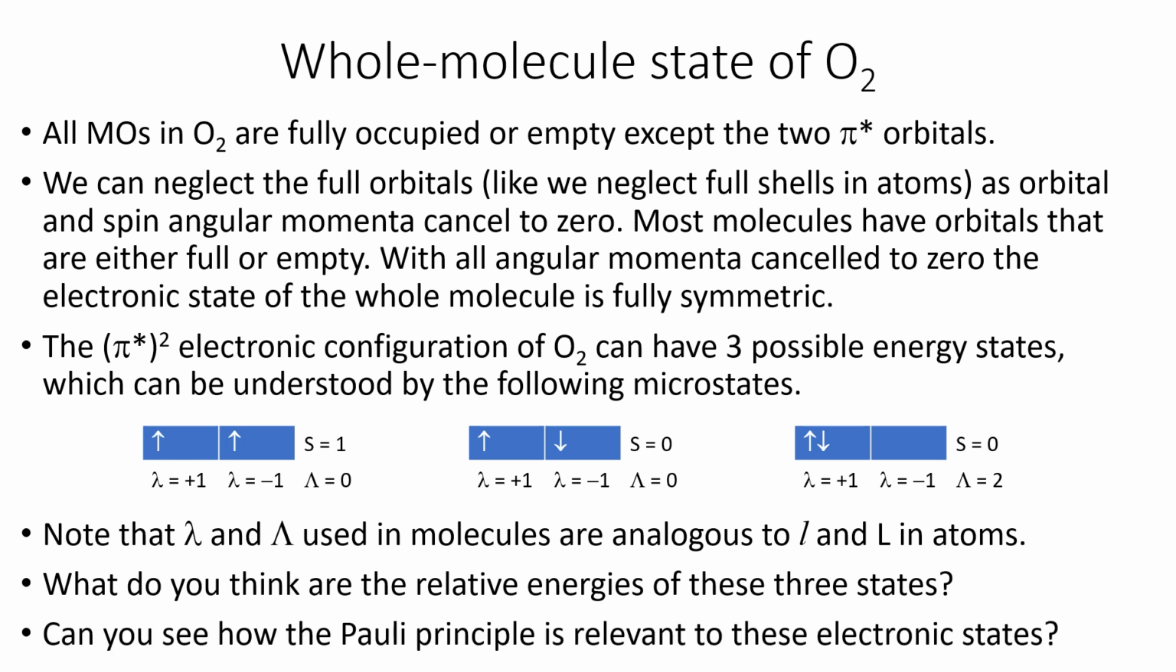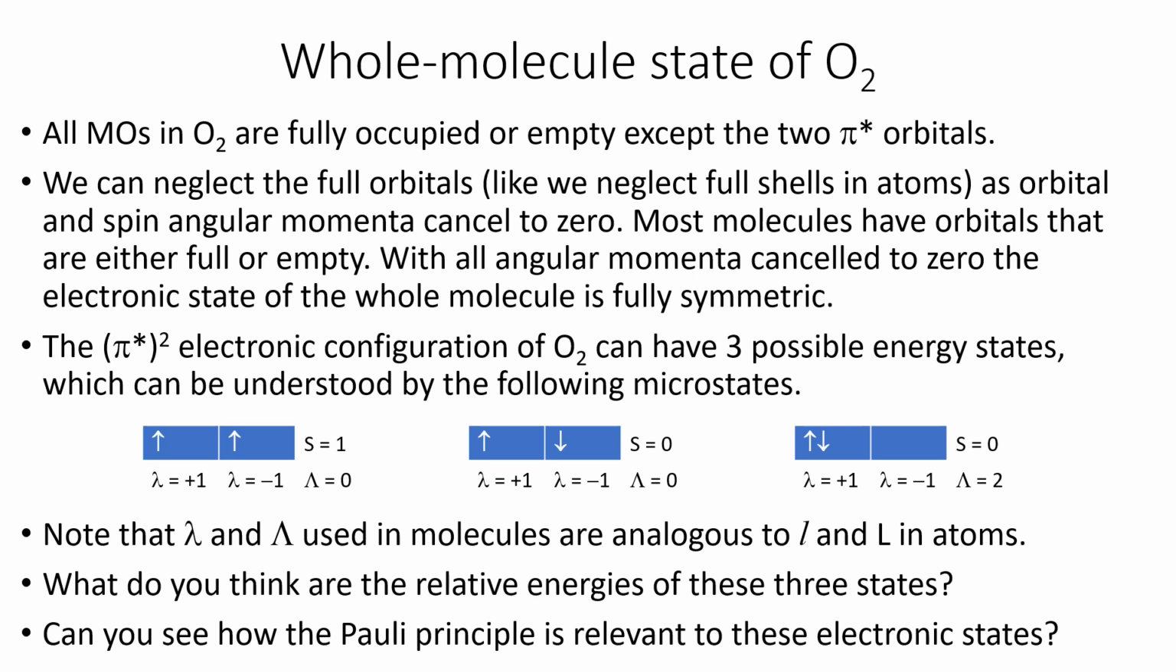Well, that's perhaps slightly obvious, because we've seen already how in molecular orbital diagrams you tend to draw the two electrons spinning parallel and in separate orbitals if you've got two electrons in a doubly degenerate level like pi star. So we might assume then, correctly, that the left-hand microstate is the one that's lowest in energy. But what about the other two? What order do they come in? And then this final question on the screen, how is the Pauli principle relevant to these electronic states?